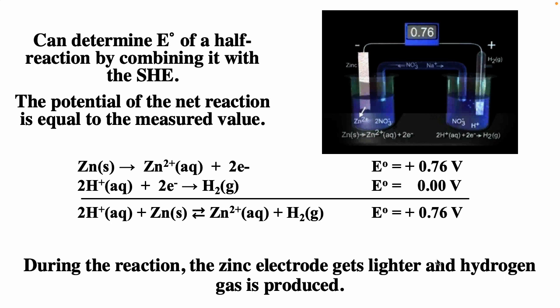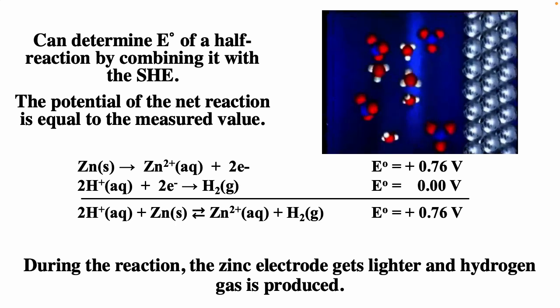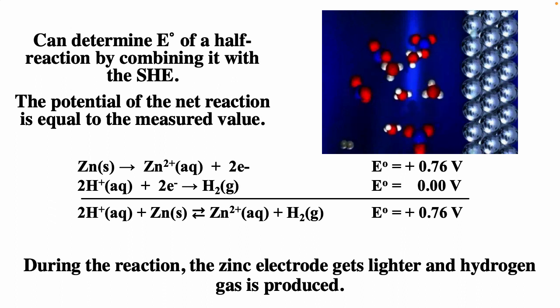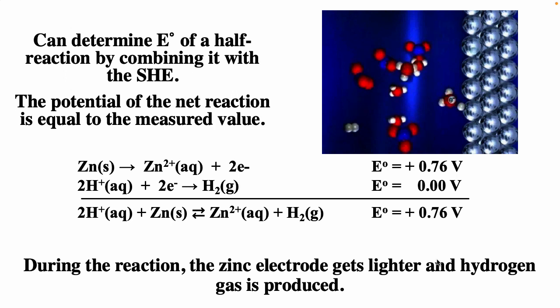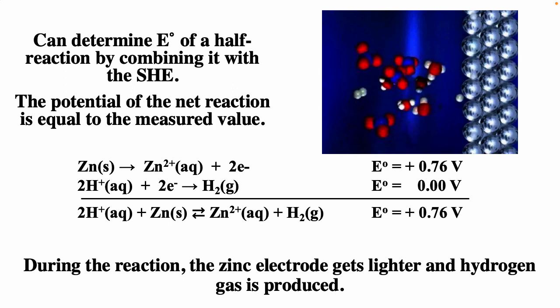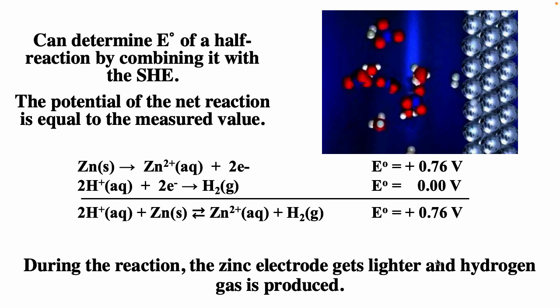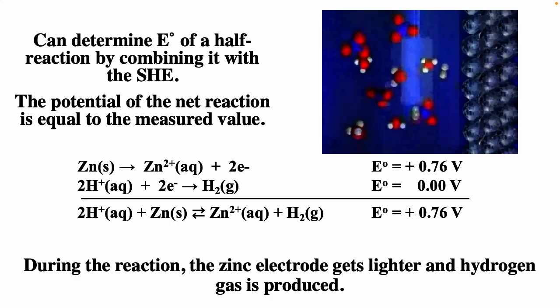Zinc-2 ions are formed at the zinc electrode. At the same time, hydrogen ions are reduced to hydrogen gas at the platinum cathode. In this molecular level view, the hydrogen ions in solution are represented as hydronium ions, the form in which the protons exist in solution. When a hydronium ion contacts the surface, an electron is transferred and a hydrogen atom is formed. The water molecule moves off into the solution.